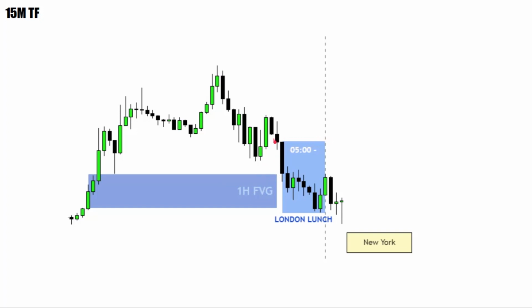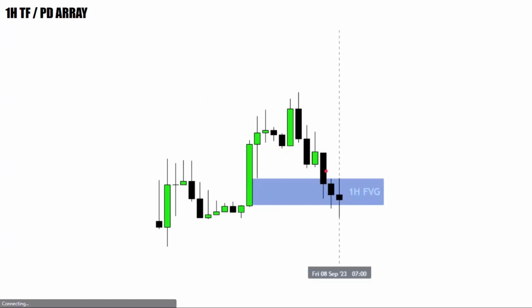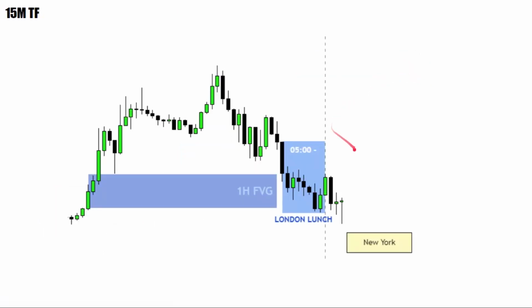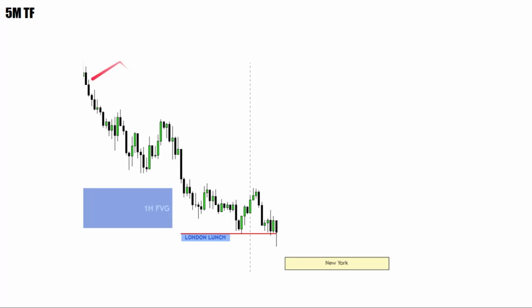Then now you mark out your range pretty much from 5. No, not 5, this is a mistake, but pretty much from 3 a.m. to 7, pretty much this time zone right there. And then you look to see price sweep these lows right here. If it's not clear on the 15 minute time frame, you scale down into a lower time frame. This is still the 1 hour time frame. This is our London lunch range. This is the London lunch low.